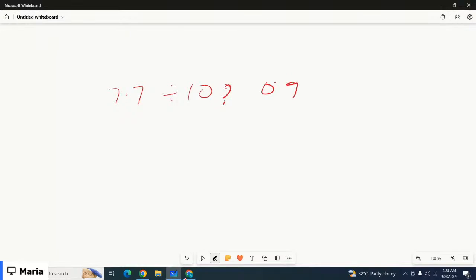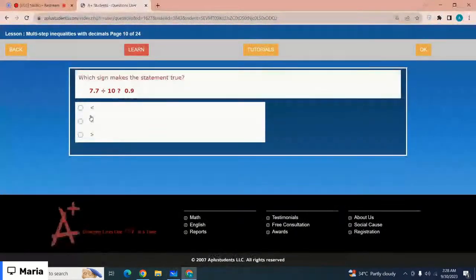Okay. When you divide by 10, that means you have to move the decimal point one place left. So it would be moved from here to here. That would be 0.77. And then you have to compare 0.9. So obviously 0.77 is less than 0.9, right? The correct option is less. Very good. That would be less.